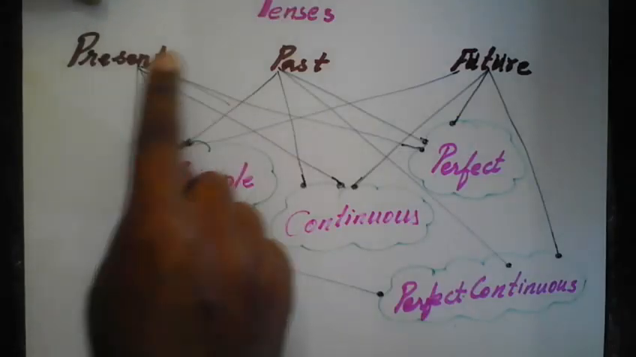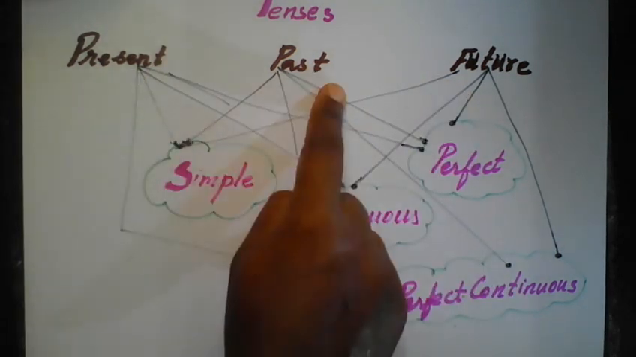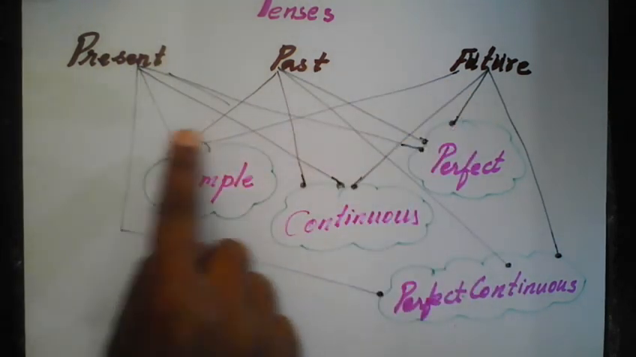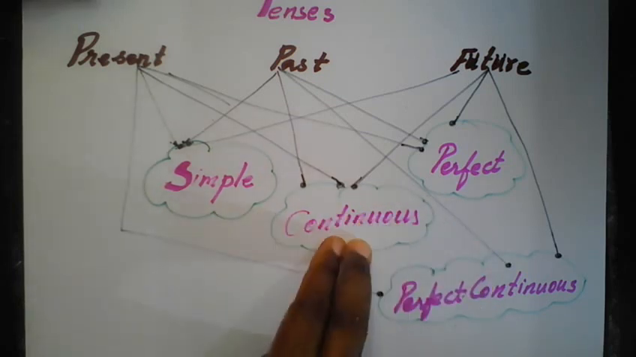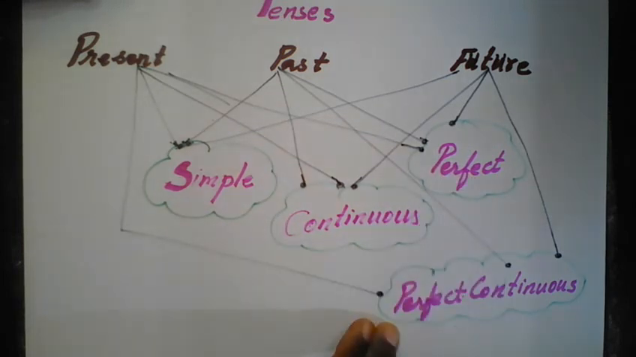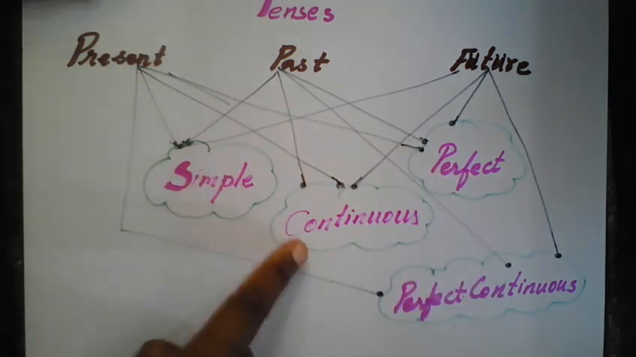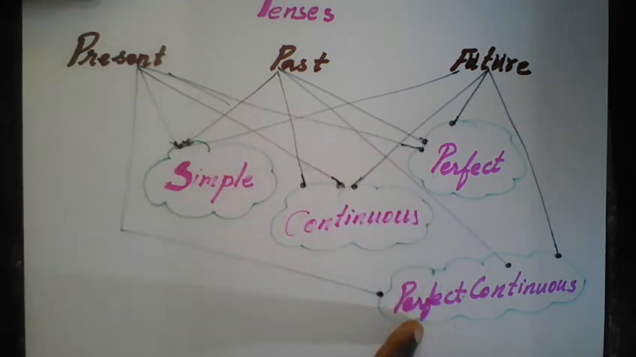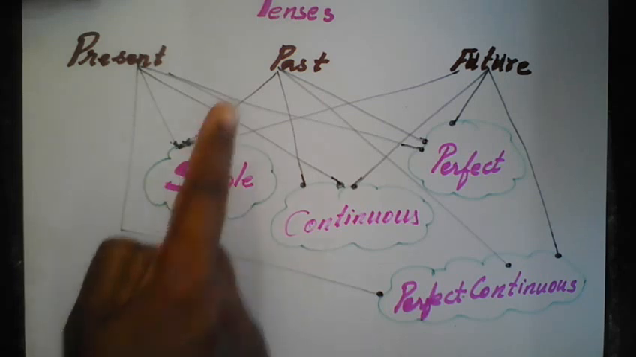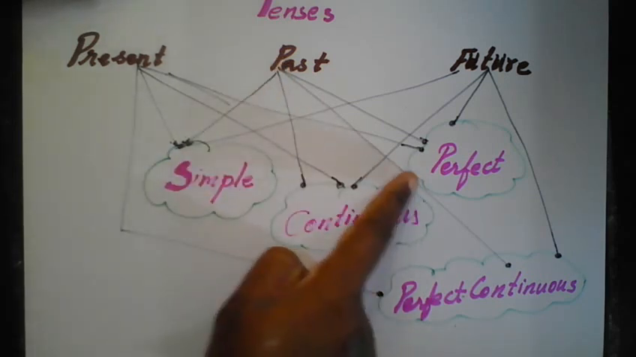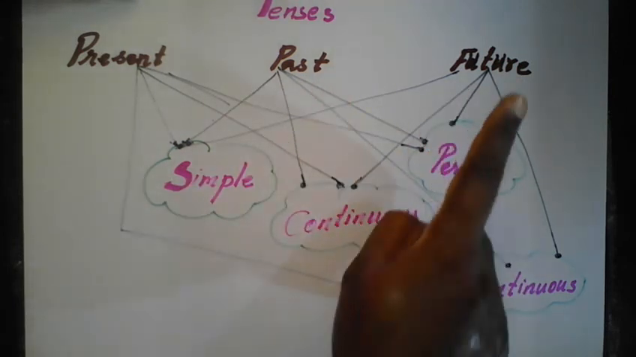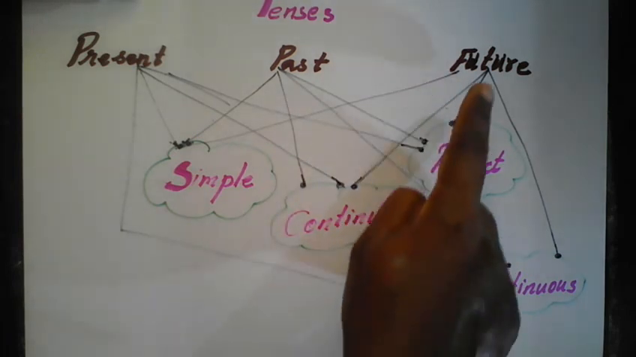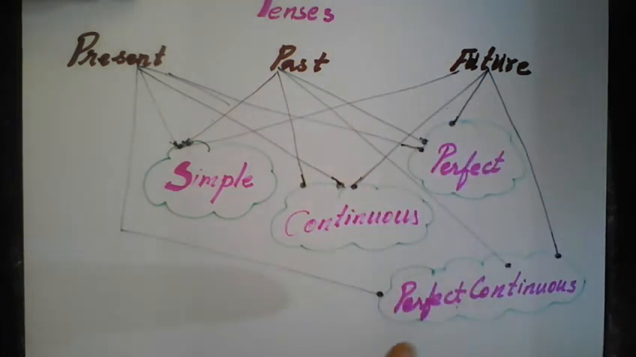You know that there are three kinds of tenses: present, past and future, and each tense has four branches, right? Simple, continuous, perfect and perfect continuous, right? Simple present, present continuous, present perfect, present perfect continuous, past simple or simple past, past continuous, past perfect and past perfect continuous, and future simple or simple future, then future continuous, future perfect and future perfect continuous, right? Have you remembered it, my dear children?